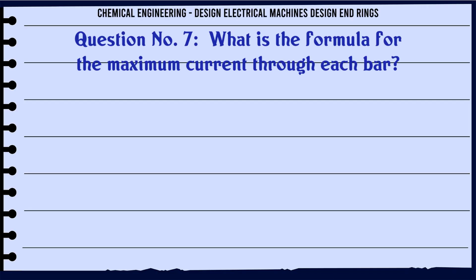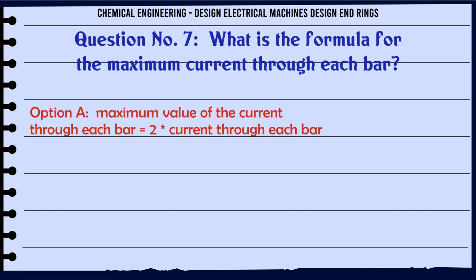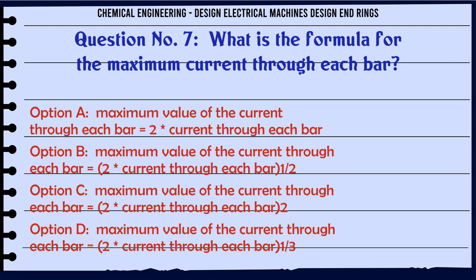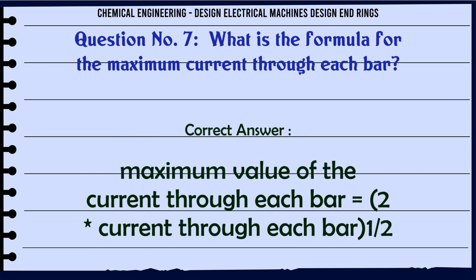What is the formula for the maximum current through each bar? A. Maximum value of the current through each bar equals current through each bar. B. Maximum value of the current through each bar equals current through each bar times 1/2. C. Maximum value of the current through each bar equals current through each bar times 2. D. Maximum value of the current through each bar equals current through each bar times 1/3. The correct answer is B, maximum value of the current through each bar equals current through each bar times 1/2.